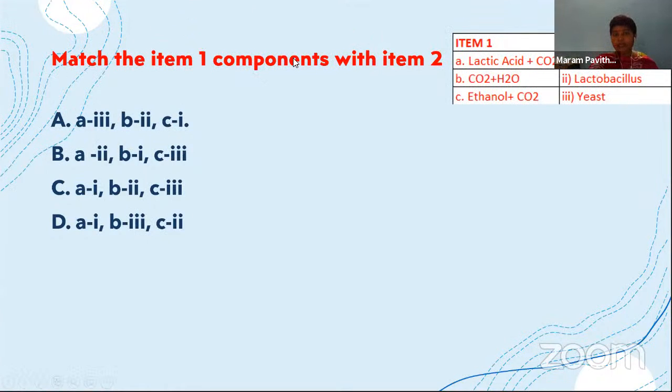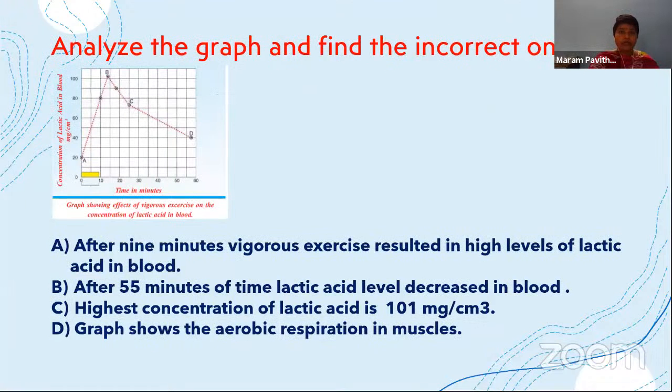Here, match the item 1 components with item 2. Item 1A is lactic acid plus carbon dioxide. Item 1B, carbon dioxide plus water. C, ethanol plus carbon dioxide. Lactic acid plus carbon dioxide is released by which living organism here? Algae, lactobacillus, yeast. Lactobacillus releases lactic acid, so A should be matched with 2. Carbon dioxide and water, algae. Ethanol and carbon dioxide, yeast. So what is the answer? A2, B1, C3. So the correct option is B. These types of questions are given in NAS, the National Achievement Survey, and also in summative assessment.